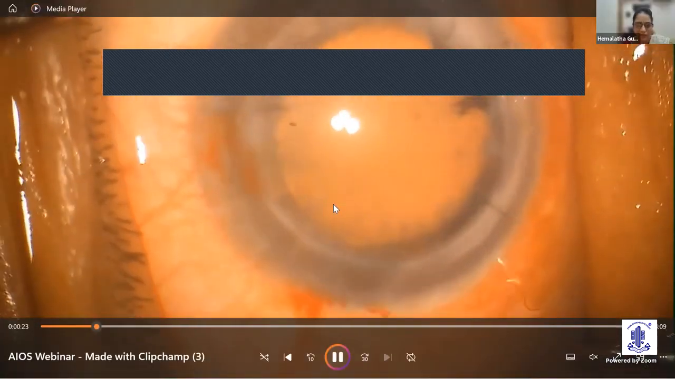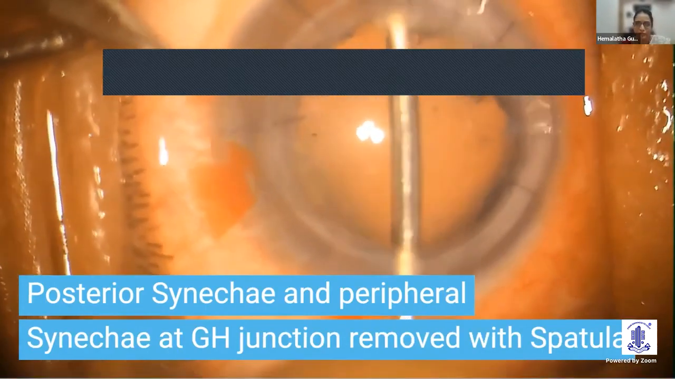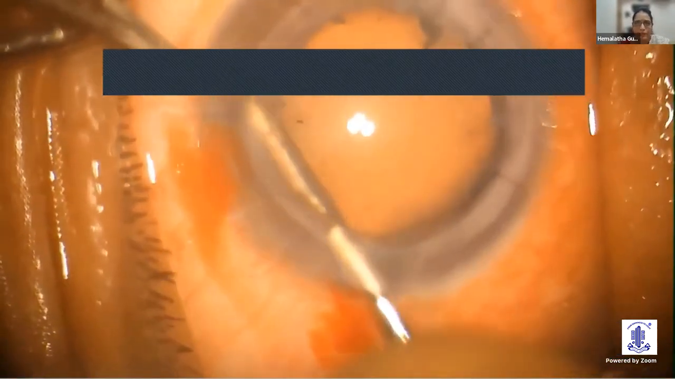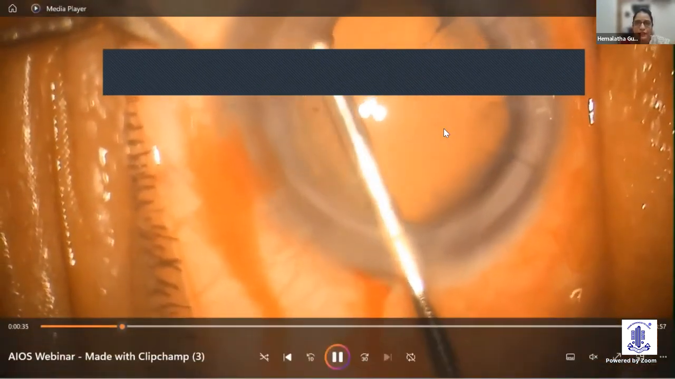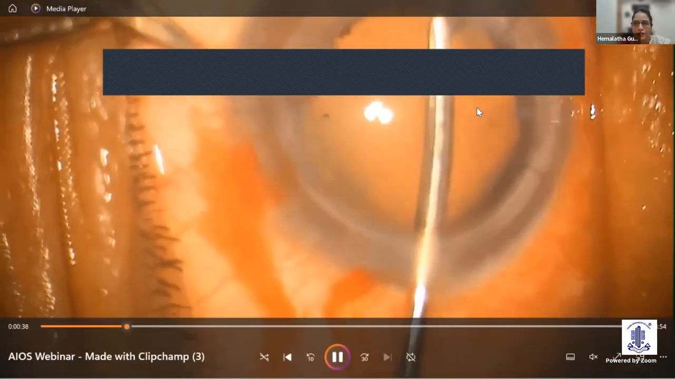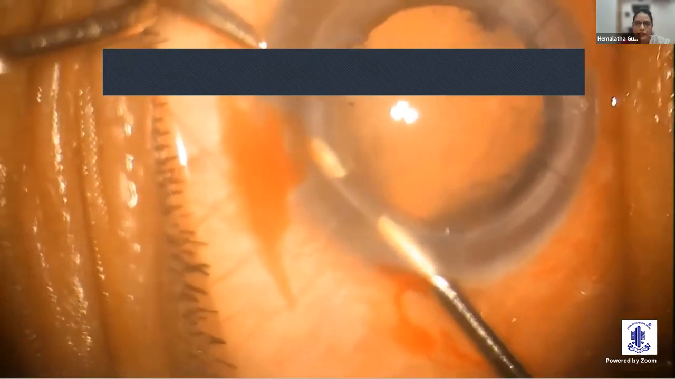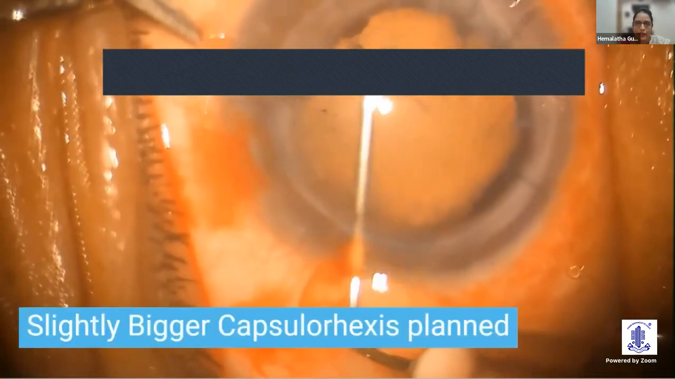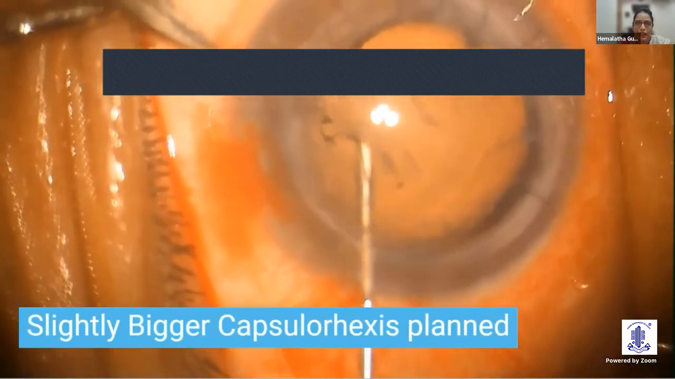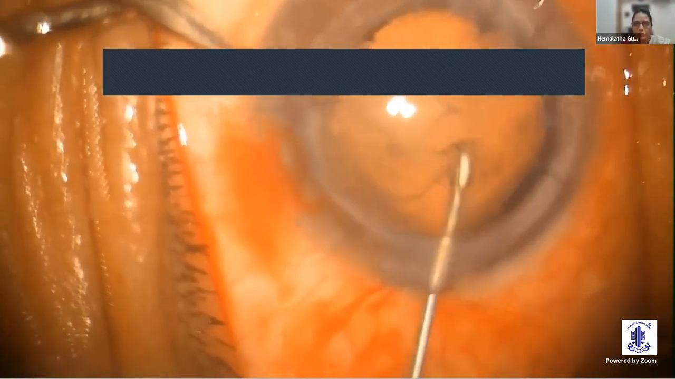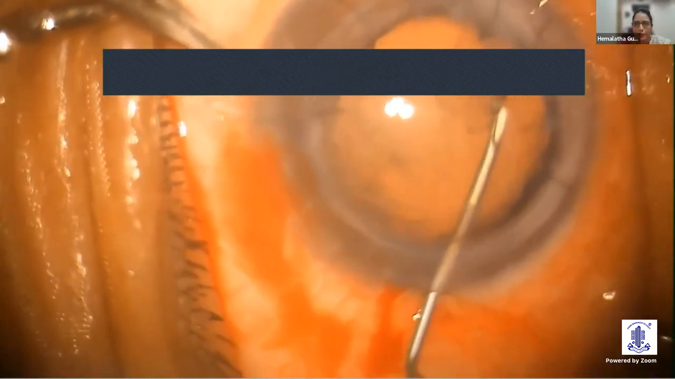So this patient had the usual challenges we face with these kinds of patients: tough visualization because of the graft host junction scarring, and there are also many synechiae, posterior synechiae or peripheral synechiae, and sometimes there can be an unstable chamber. But though this patient had a lot of synechiae, both posterior and at the graft host junction, he had a very good dilated pupil.